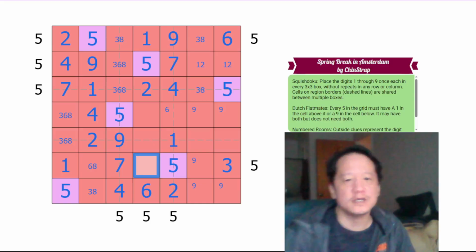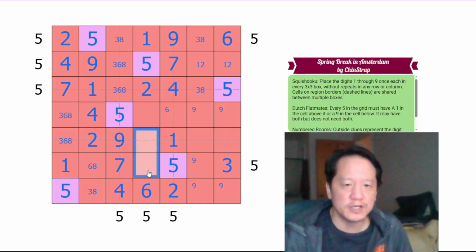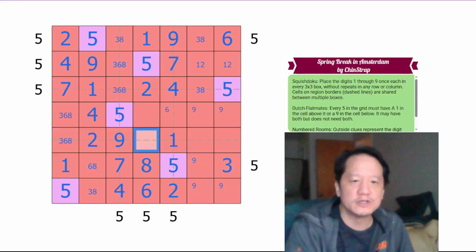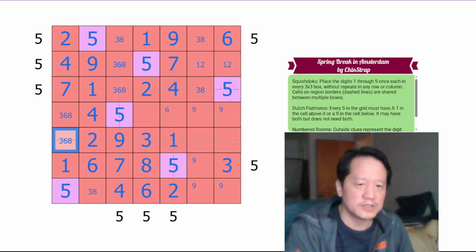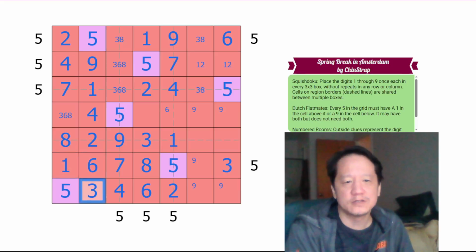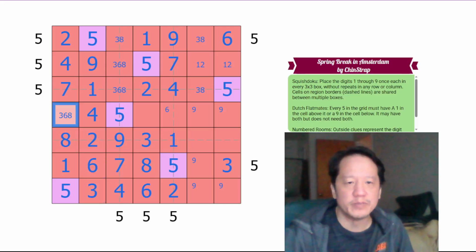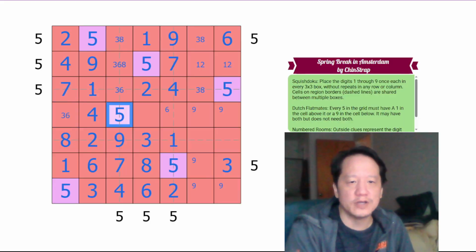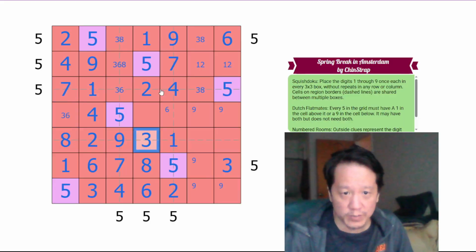Remaining digits in this lower central box are 3 and 8. 3 can't be here because of 3 in the row, so this is 8, which makes this 3. 8 eliminates 8 here, so it's 6. 3 eliminates 3 here, and this can't be 6, so it's 8. So 8 eliminates 8 in the box, so this is 3. 8 eliminates 8 here in the box, so this can't be 8. This can't be 3 because of 3 in the middle box here, so this is 6.